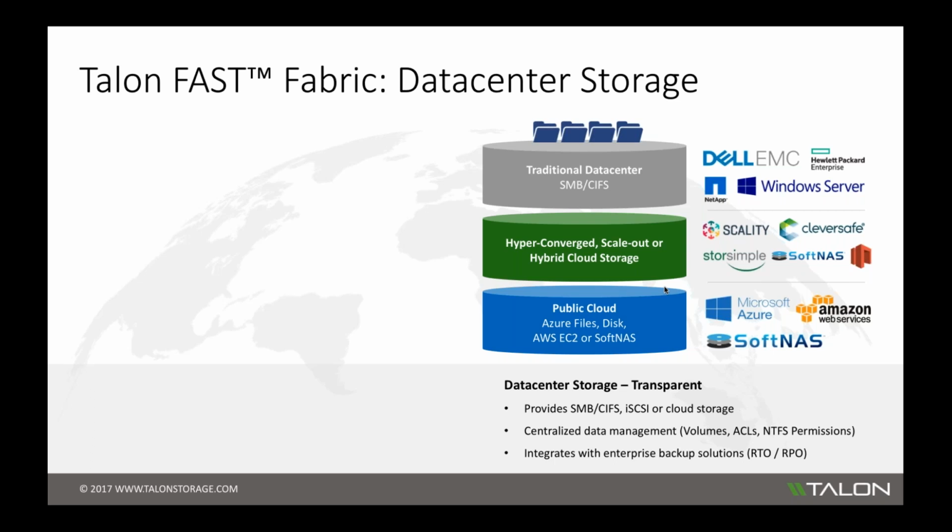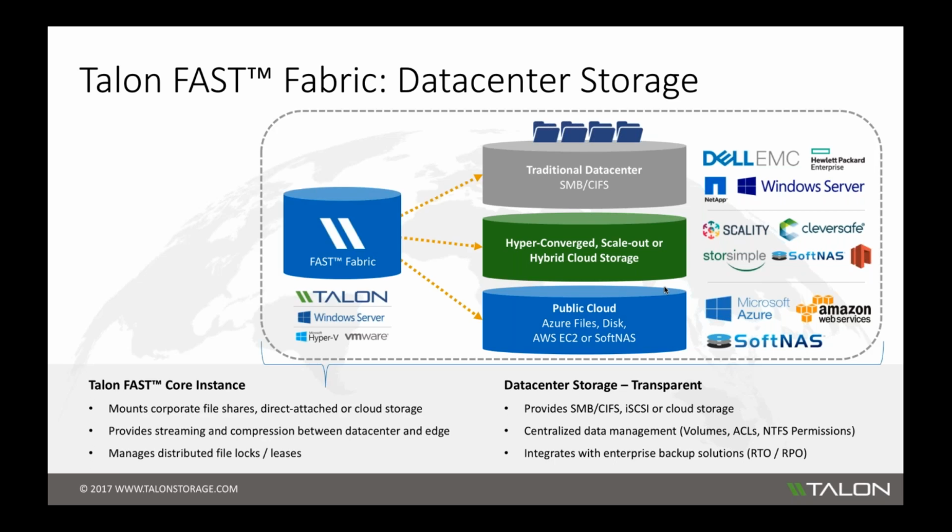So now that you're able to create this idea of a centralized approach, how are you going to get that data back to those end users in those distributed locations? And that's where we come in. The FAST Fabric is enabled by deploying what we call the core instance sitting next to your data center storage. And the core instance transparently mounts to your corporate file shares, direct attached storage, or cloud storage.